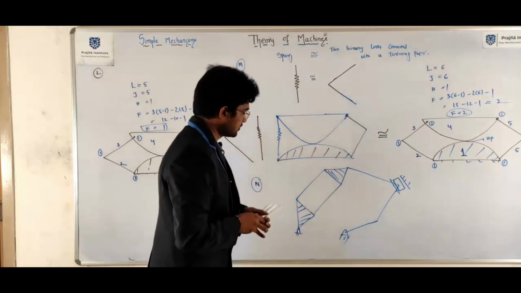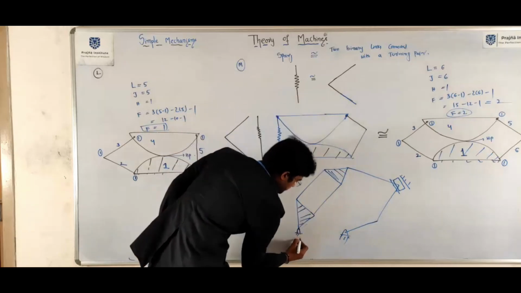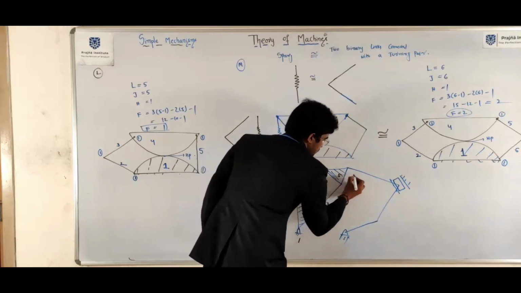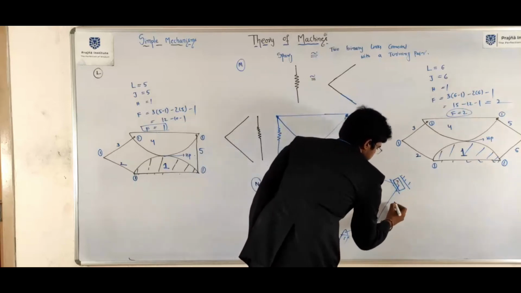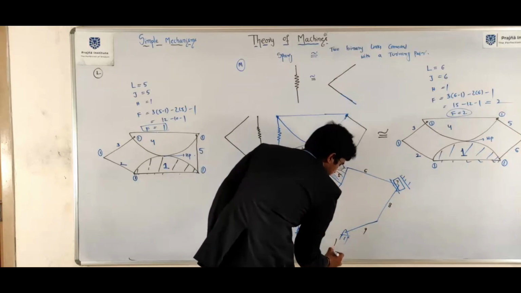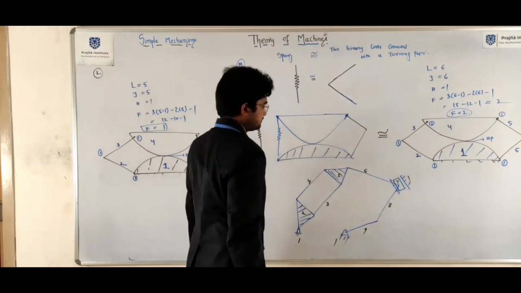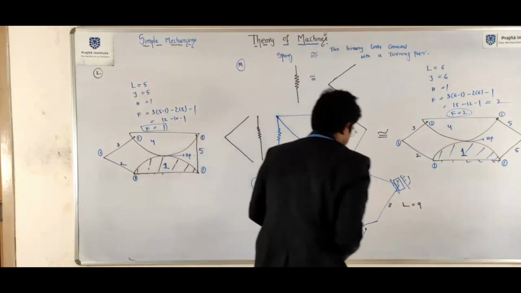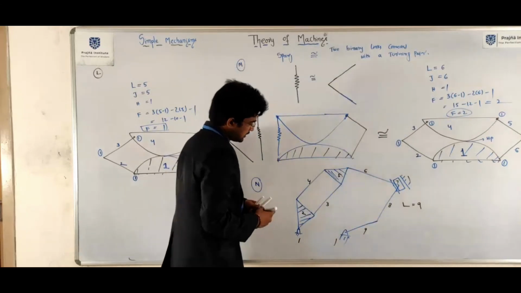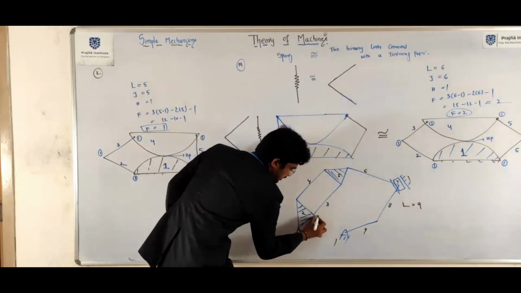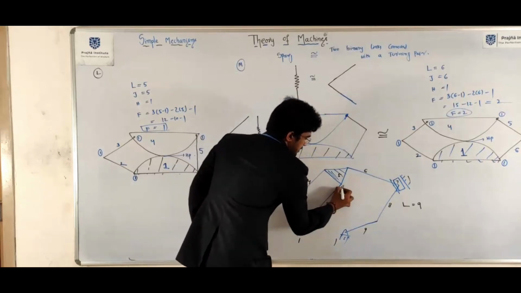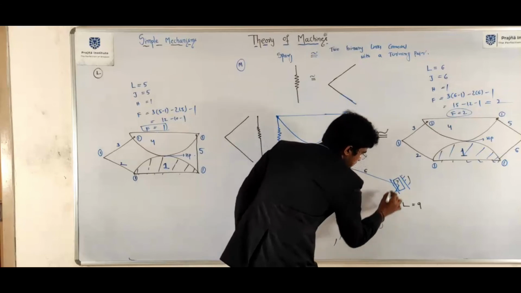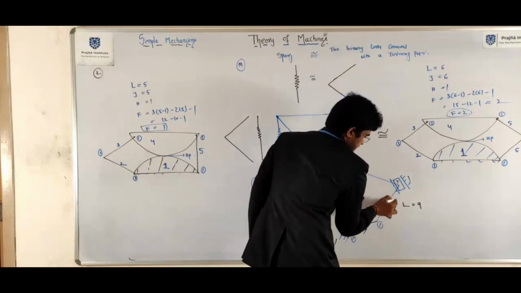Very simple. Here it is: 1, 2, 3, 4, 6, 7, 8, 9. Correct now? Total number of links equal to 9. So here, tell me, between 1 and 2 turning pair. Take care of here 6, 7, 8.